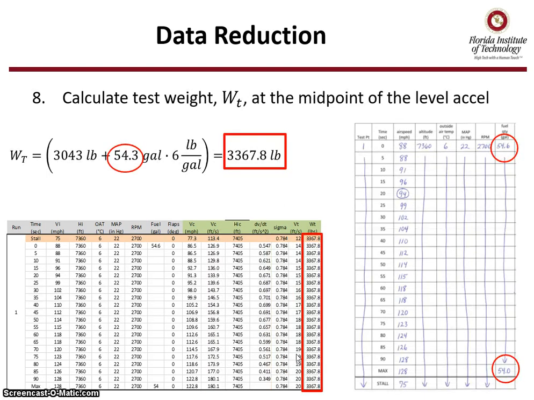Next, we'll calculate our test weight. So you don't burn a lot of gas in the level acceleration. In this case, we started with 54.6 gallons, and by the end it was 54 gallons, so we burned 0.6 gallons, which means our midpoint is 54.3. So we'll substitute that in to calculate our test weight. For this problem, it was 3,367.8 pounds.